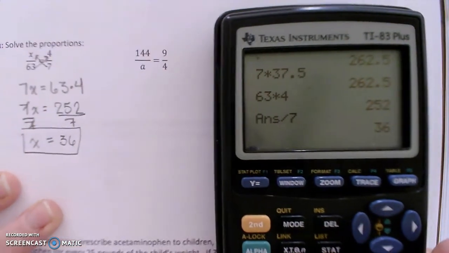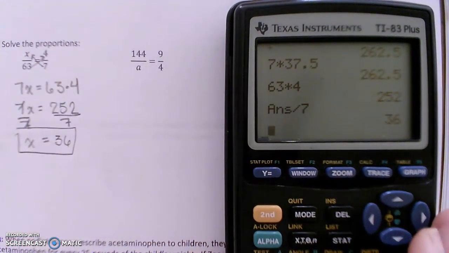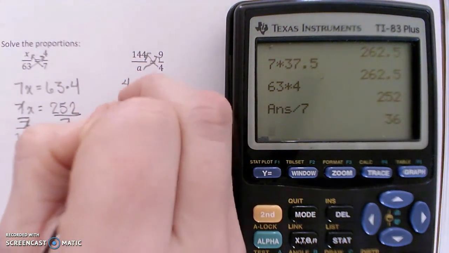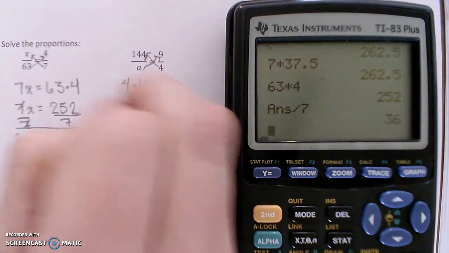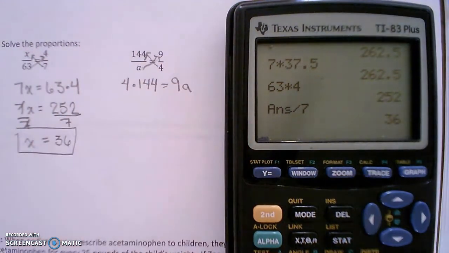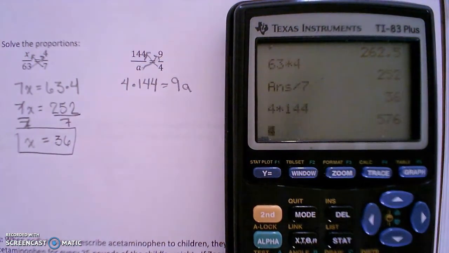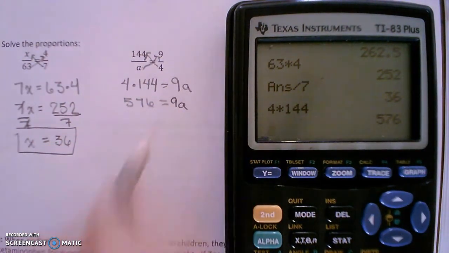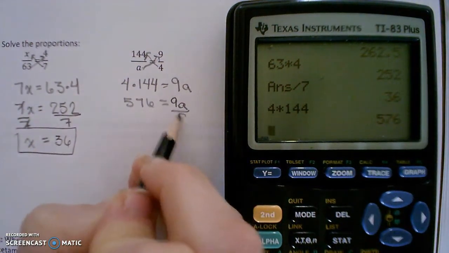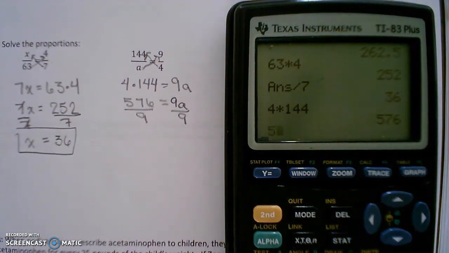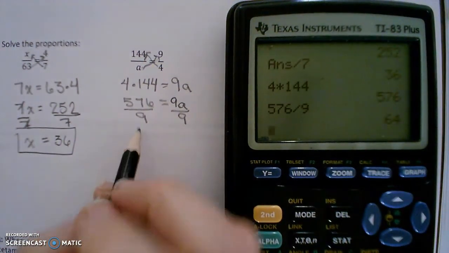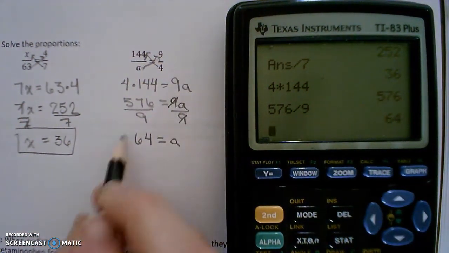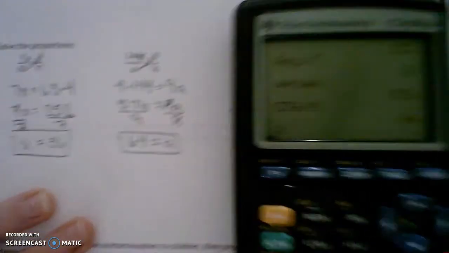Let's do the next one. 144 over a is equal to 9 over 44. So let's calculate those cross products. It's going to be 4 times 144 on the left equals 9 times a on the right. So 4 times 144, that gives me 576 equals 9a. So undo this multiplication by dividing both sides by 9. 576 divided by 9 gives me 64. And of course I'm left with just a on the left hand side. 64 equals a.